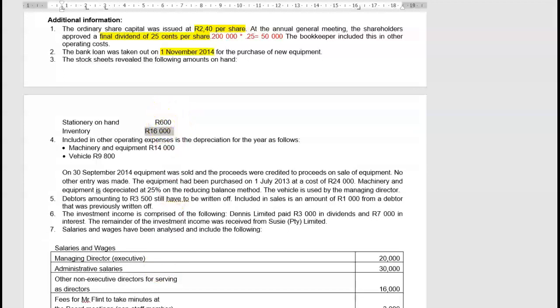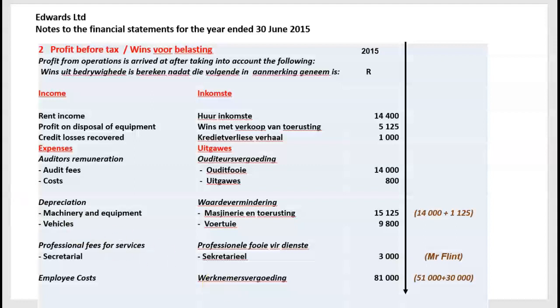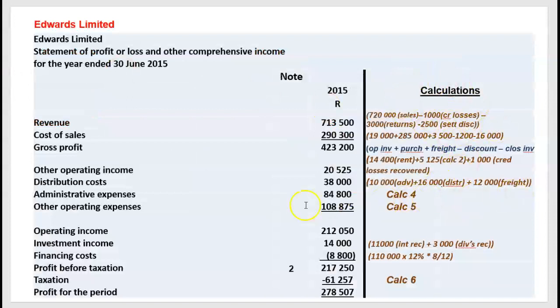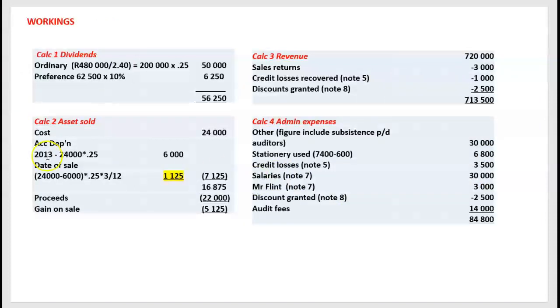Now, the people who are usually the consumers of stationery is the admin department. So part of my admin costs, we're going to have stationery used 6,800. So you park it. In my calculation, because it's a fairly long calculation, I cannot do everything on this side of the calculation, so therefore Calc 4, and here is Calc 4.